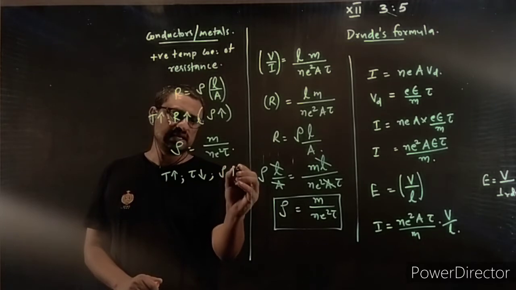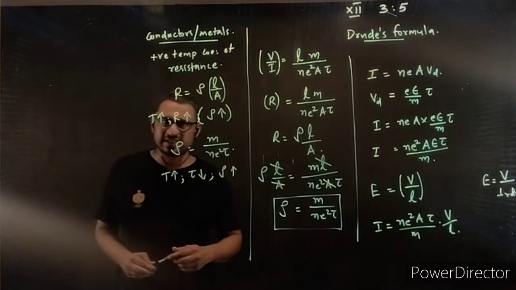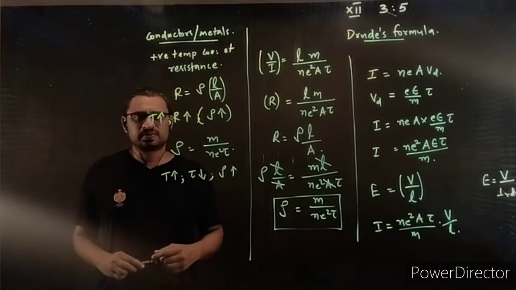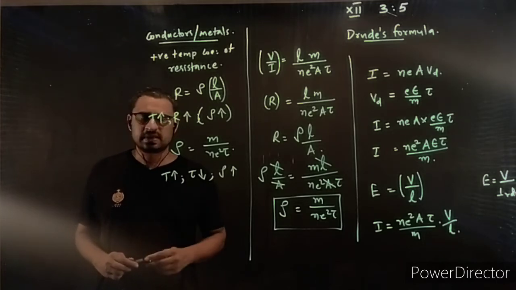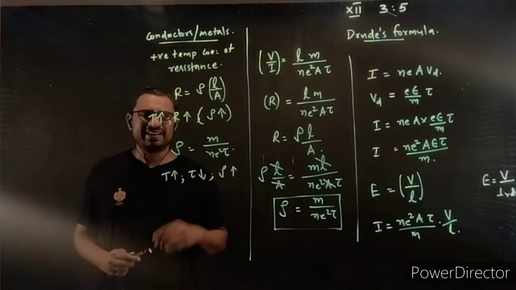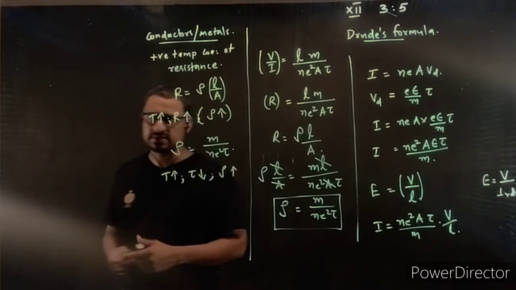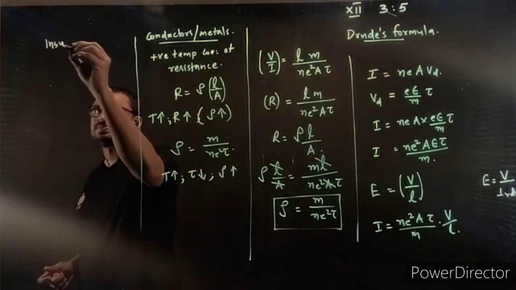Therefore, resistivity increases. So when resistivity increases, resistance also increases. That is the reason for increasing the resistance or resistivity when temperature increases for conductors. Next is the case with insulators.